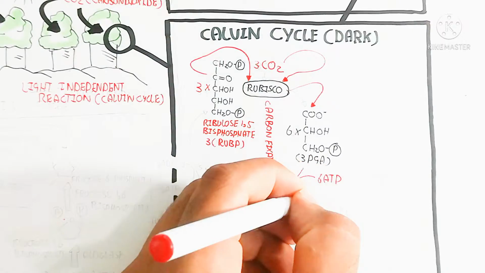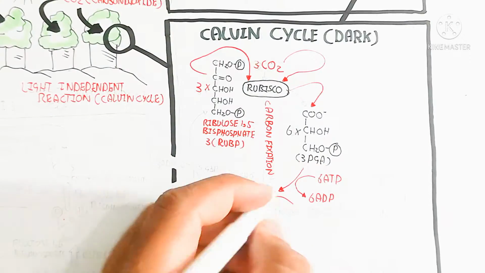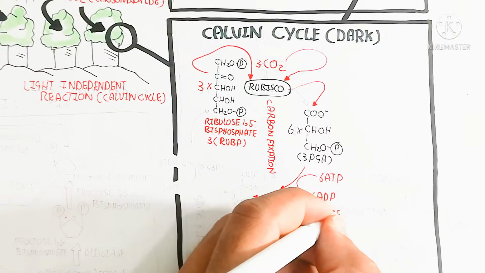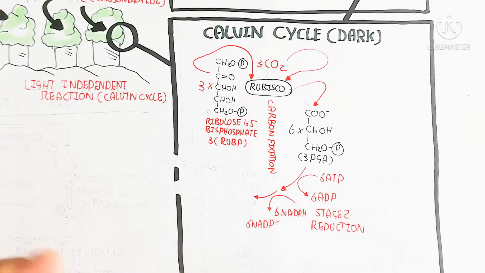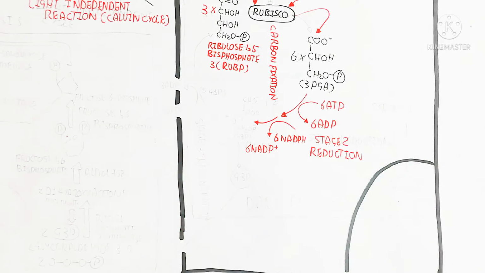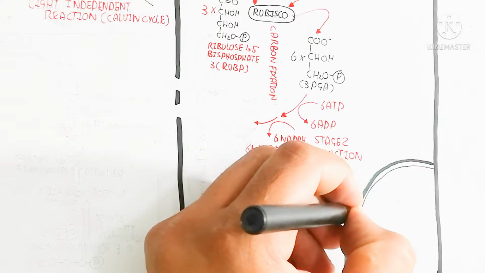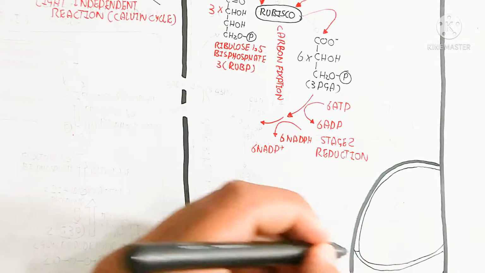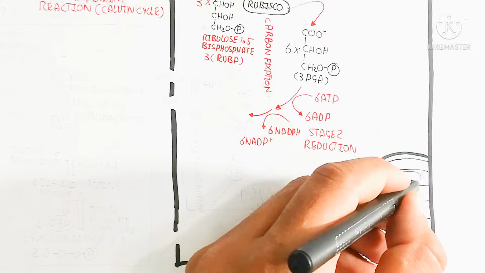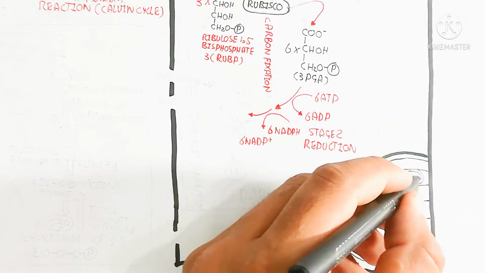These 3-phosphoglycerate molecules contain a phosphate group, and it is known as glycerate in the absence of the proton. It will use 6 ATP and 6 NADPH to produce 6 NADP+ and 6 ADP. This is the reduction stage, the second stage, and it occurs in the stroma.